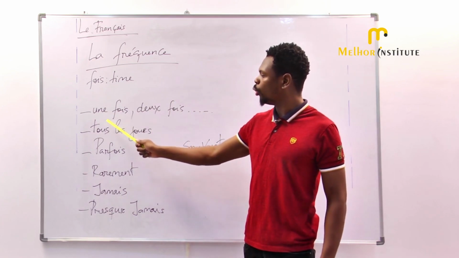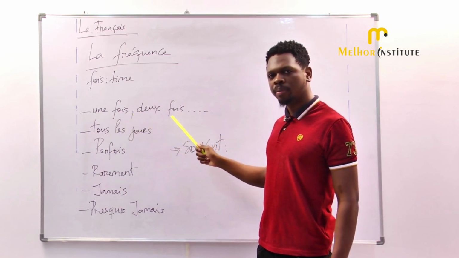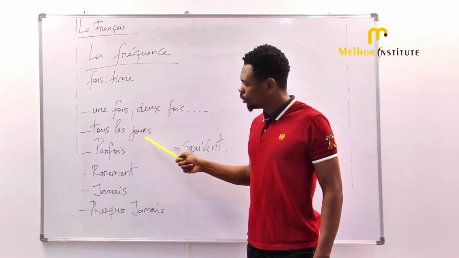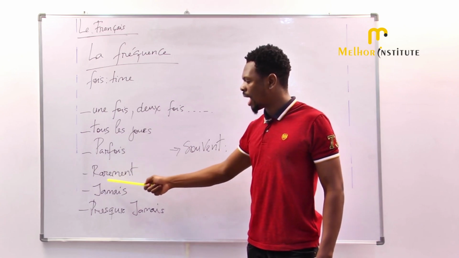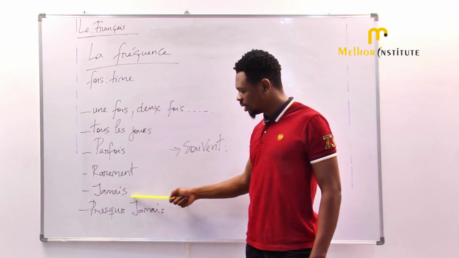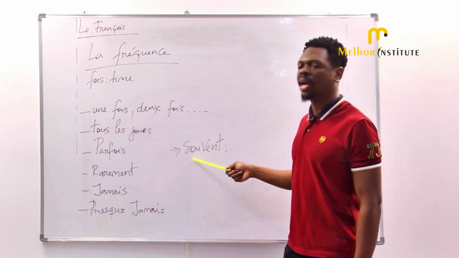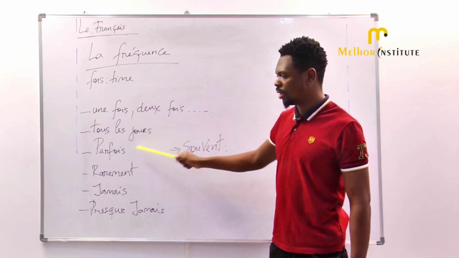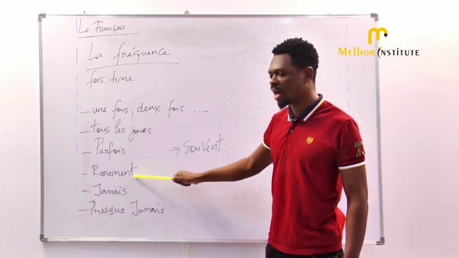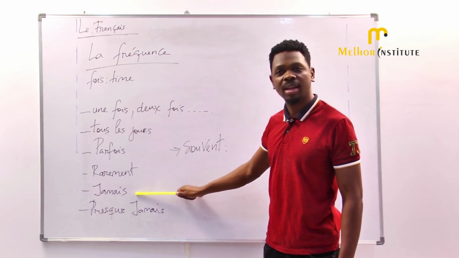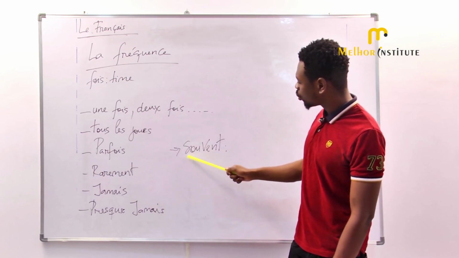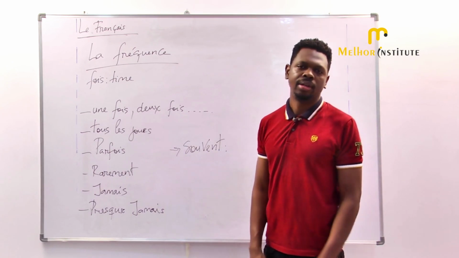So once more, une fois, deux fois. It's continuous. Tous les jours, parfois, rarement, jamais, presque jamais, and we have souvent. Tous les jours, every day, parfois, sometimes, rarement, rarely, jamais, never, presque jamais, almost never, souvent, often. Okay?